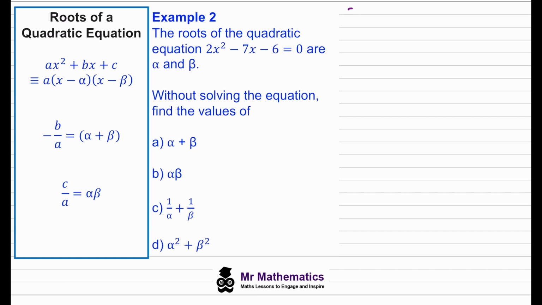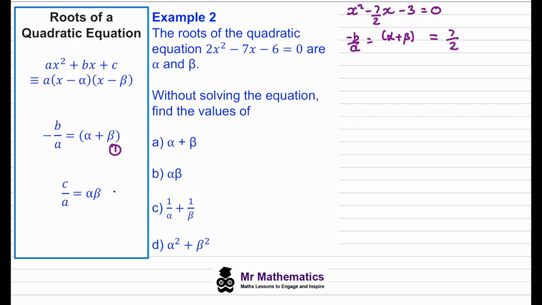So we'll have x squared minus 7 over 2 multiplied by x minus the 6 divided by 2 will equal 0 divided by 2. So now we can use our equation. If we look at the first one, we have negative b over a will equal alpha plus beta. Well, negative b over a is this negative 7 divided by 2. And because we already have the negatives, we know alpha plus beta will be 7 over 2.